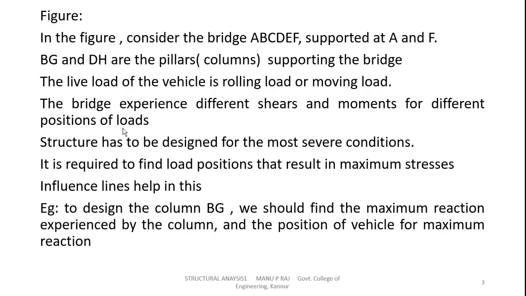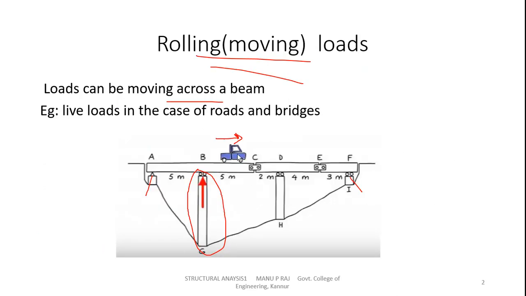That means, for example, in this example, if you want to calculate the maximum shear force at any point, say at this section, shear force and bending moment, and the maximum reaction acting at this pillar, then we will move one moving unit load from one end to the other. Then we will plot one graph. That graph is known as the influence line diagram. And by using this graph, we will find out the shear force, bending moment, and reactions.